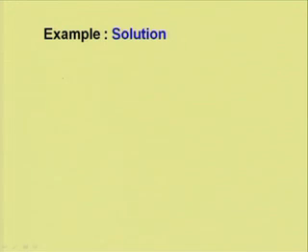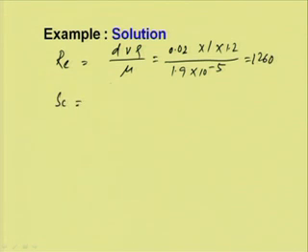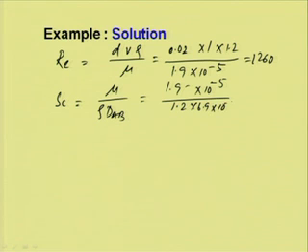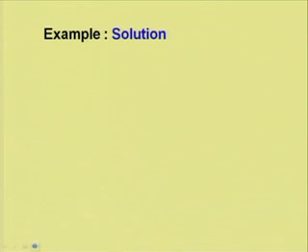So, given the data, we can calculate Reynolds number, which will be d v rho by mu, which is equal to 0.02 into 1 into 1.2 divided by 1.9 into 10 to the power minus 5, which is 1260. And Schmidt number we can also calculate, mu by rho D A B, which is equal to 1.9 into 10 to the power minus 5 divided by 1.2 into 6.9 into 10 to the power minus 6. So, it will be 2.29. And Sherwood number, as the equation given, we can calculate 2 plus 0.55 Reynolds to the power 0.53 and Schmidt to the power 0.33. Substituting the data, it will be 33.9.